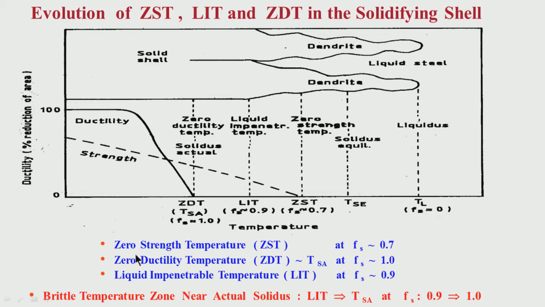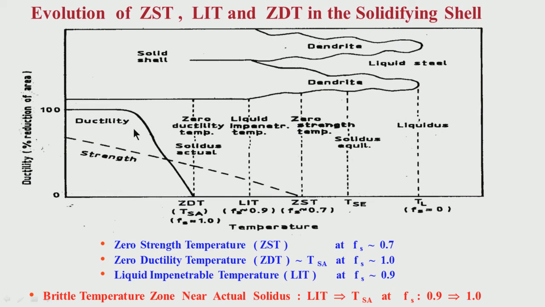So I have mentioned here zero strength temperature, ZST, corresponds to a solid fraction of around 0.7. Zero ductility temperature, ZDT, corresponds to the actual solidus temperature, TSA, that means solid fraction is around 1, that is 100% solidification. That means at the end of solidification, actual solidification only, we are having zero ductility temperature. So during solidification, the dendrites have no toughness at all, they are brittle. So only after solidification is complete, they are developing certain ductility, and it increases as the temperature goes down.